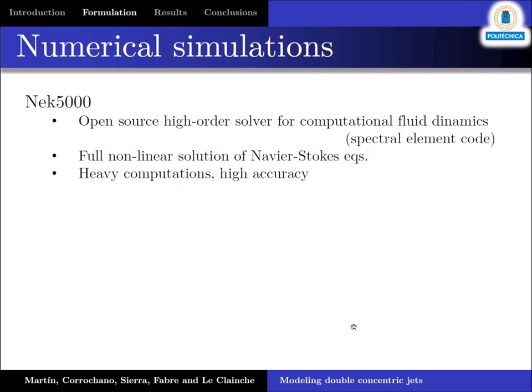More numerical simulations have been carried out employing the open source code Nek5000, using a spectral spatial discretization. With this code, we have solved the nonlinear Navier-Stokes equation, different than the previous case that was a linear analysis. It has the drawback of the high computational cost needed to run the simulation, but with high accuracy.